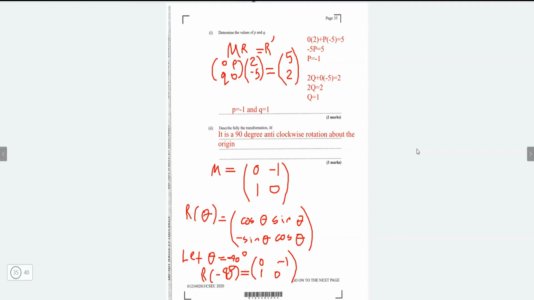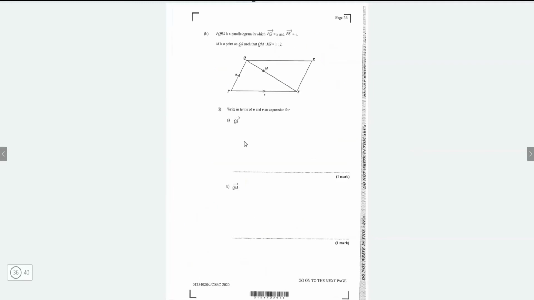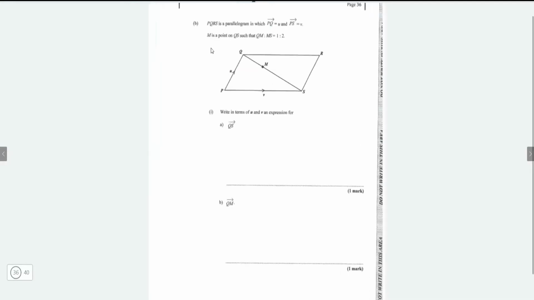And that's it. Easy. So now let's reach irregular vectors. It says PQRS is a parallelogram in which PQ is U and PS is V. And it says M is a point on QS such that QM and MS are in a 1:2 ratio. It says find what is QS.